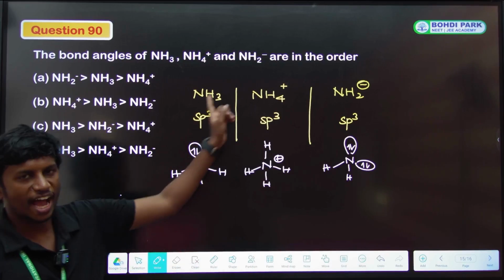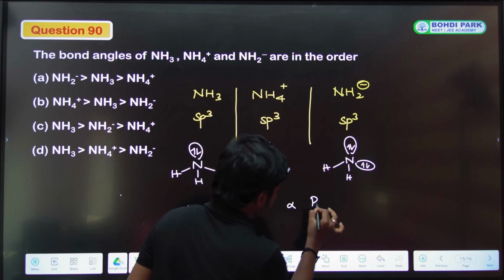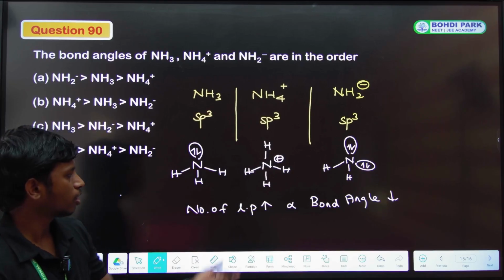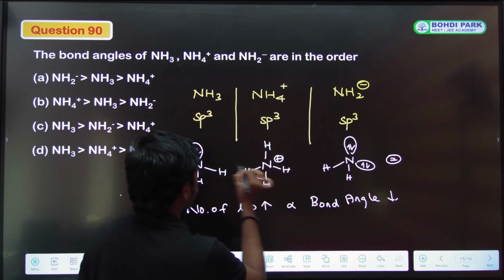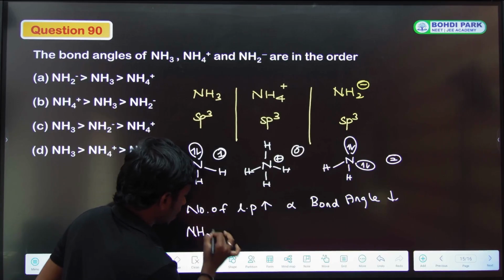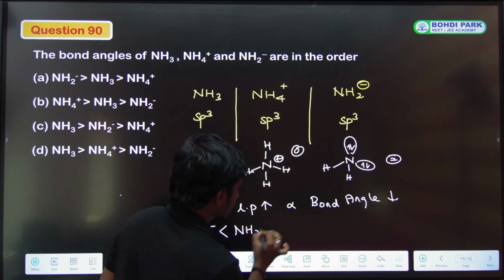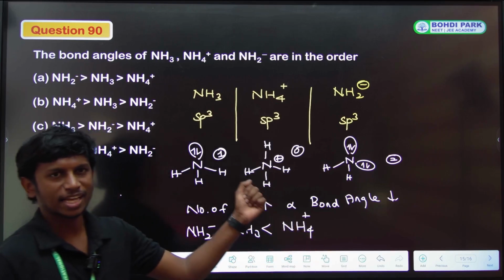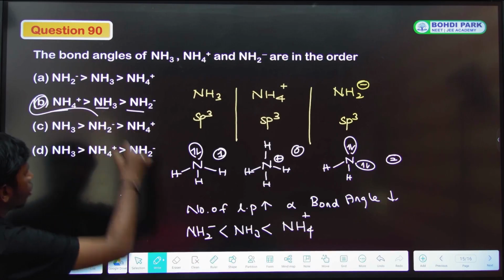Okay va? So if the hybridization is same, if number of lone pair increase ஆகுது அப்படின்னா the bond angle will decrease. Both are inversely proportional. Okay, so number of lone pair அதிகமாச்சுன்னா bond angle குறையும். இங்க number of lone pair 2 இருக்கு, number of lone pair 1 இருக்கு, இங்கே 0 இருக்கு. So NH2 minus will be having minimum angle. அதுக்கடுத்து NH3 followed by NH4 plus, this will be having a maximum bond angle. So this will be the correct answer. NH4 plus maximum, அதுக்கப்புறம் NH3, அடுத்து NH2 minus. This is a correct option.